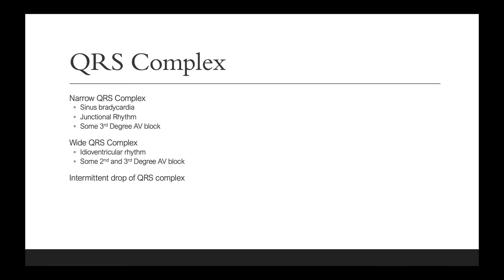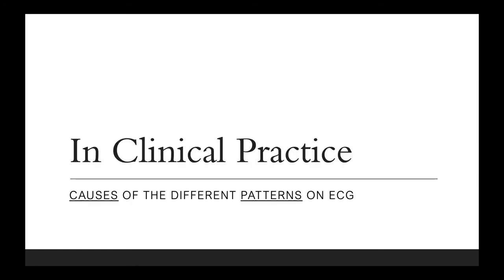If there's an intermittent drop of the QRS complex, that would alert you to second degree AV block. If the QRS is not preceded every time by the P wave, it is a feature of third degree AV block. There is no correlation of the P wave and the QRS. That's a feature of third degree AV block.